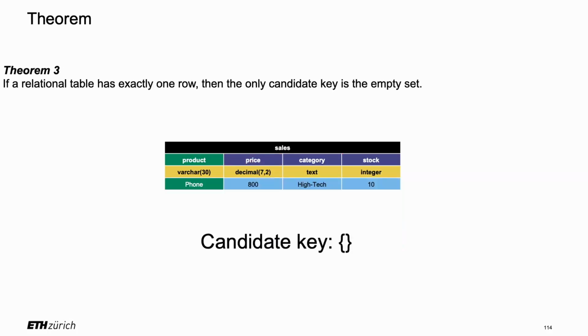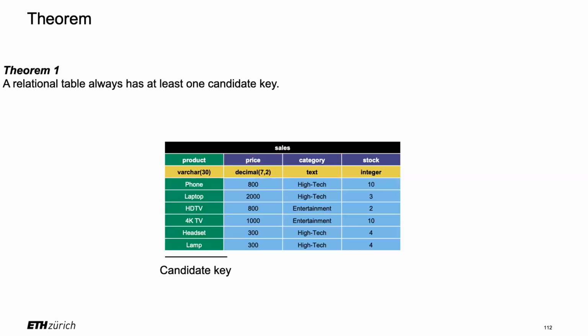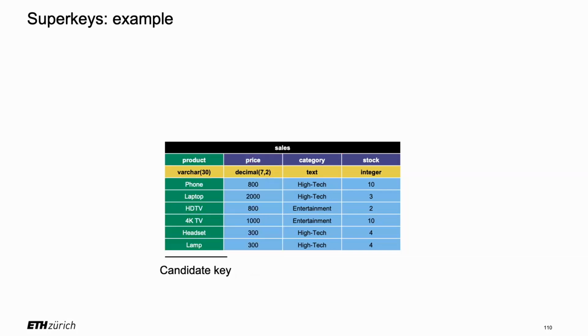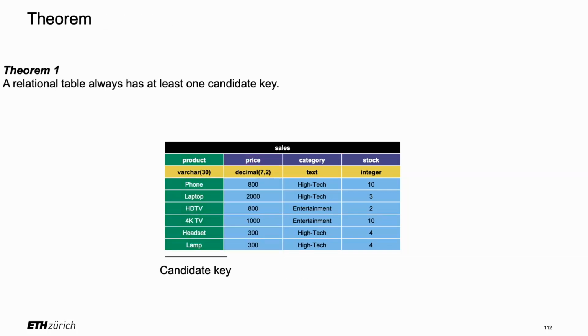So here, yeah, that's a super key that's not a candidate key because I can remove price and it's still a super key. Okay. So here's a theorem. I'm giving you a few theorems. The first theorem is that if I give you a table or a table universe, there will always be at least one candidate key. It cannot be that there is none. How do you prove that?